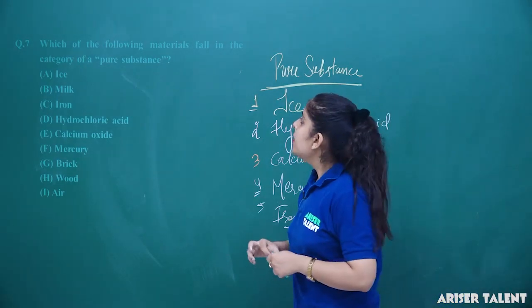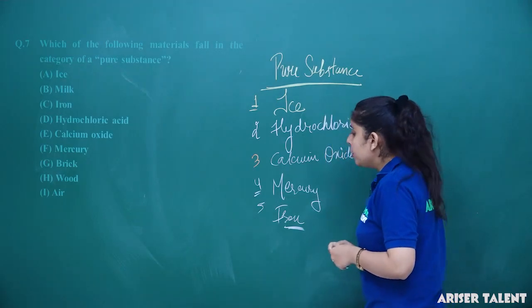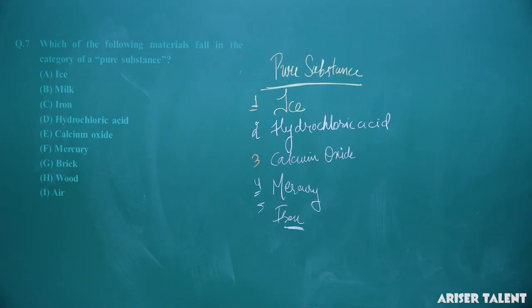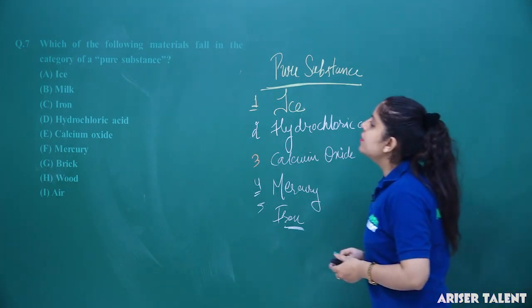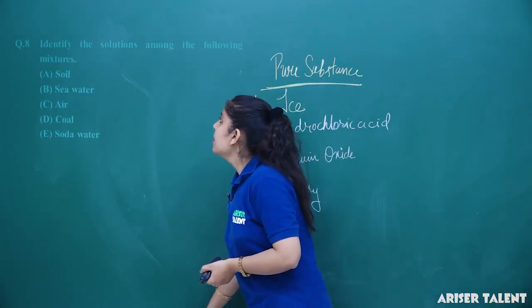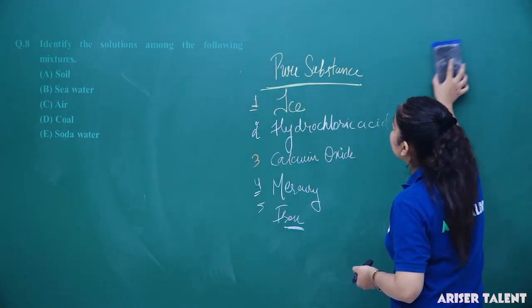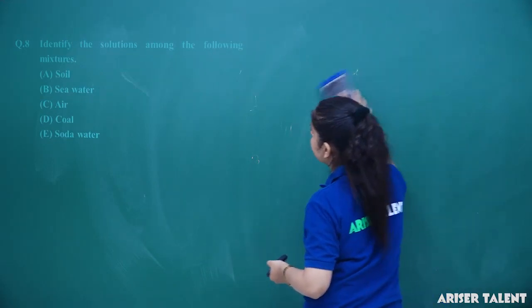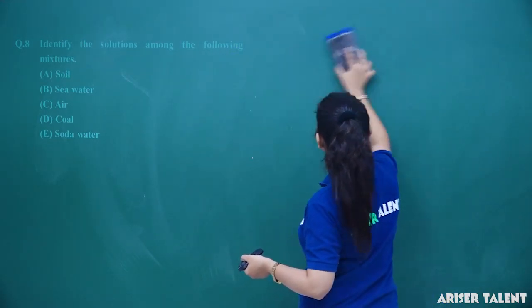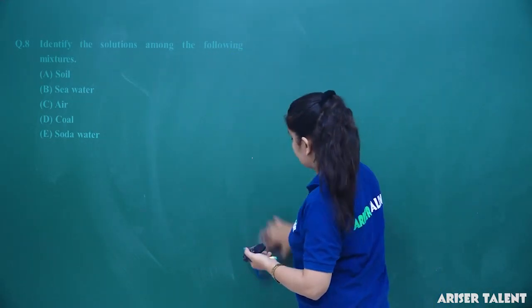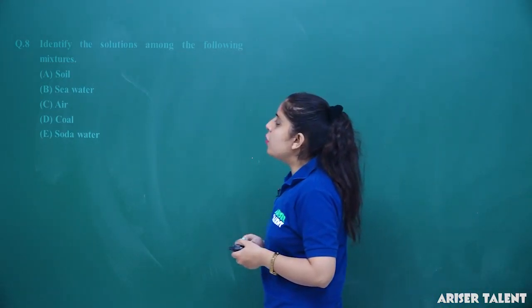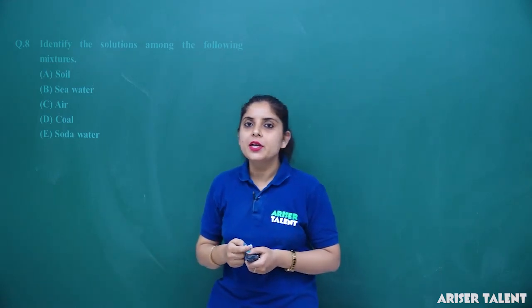So this is a category which is showing how many pure substances there are in the given list. Now let's move forward to question number 8. And question number 8 of the sequence is, identify the solution among the following mixtures. So firstly, if I am talking about soil, soil is not a solution. Soil is actually not a solution.